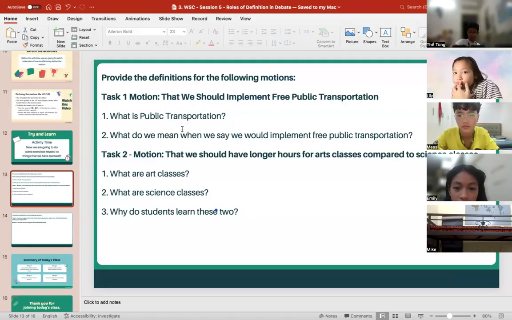Okay, so when we say we should implement free public transportation, we should make it available for everyone all around the world, and people can access public transportation anytime and anywhere without any fee.